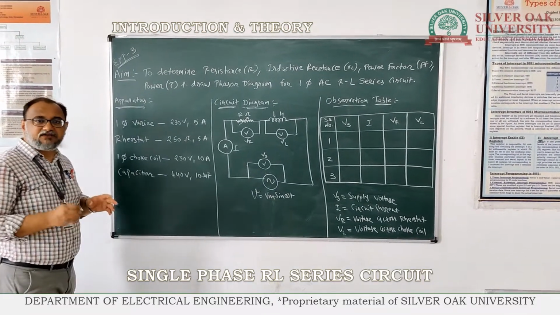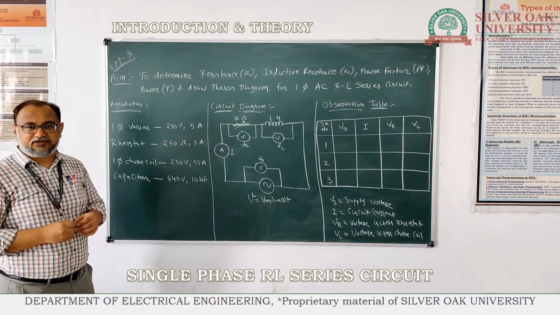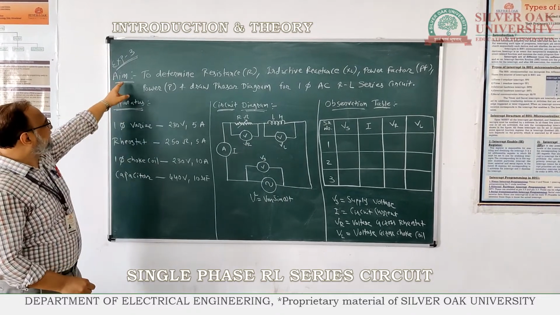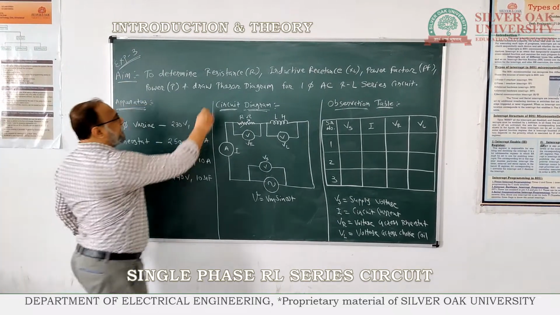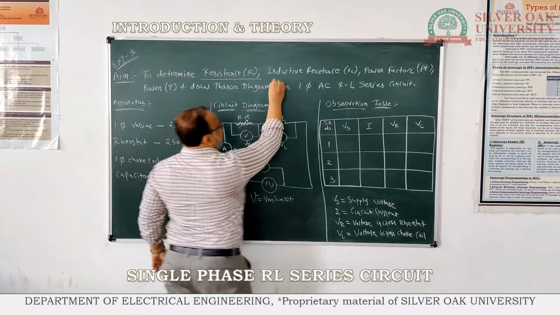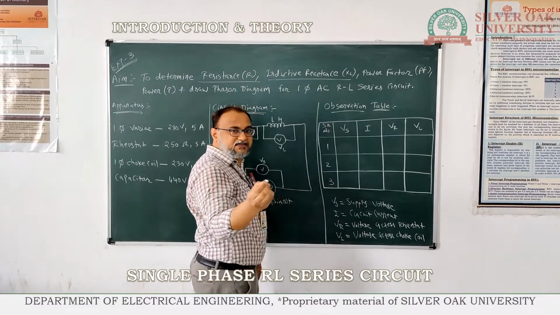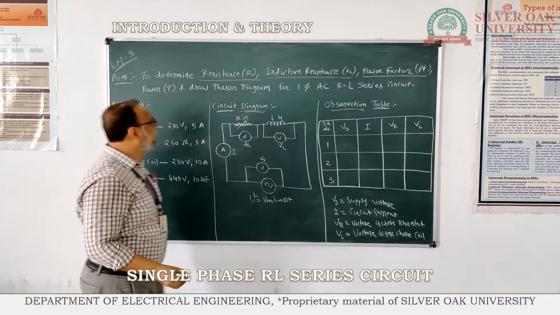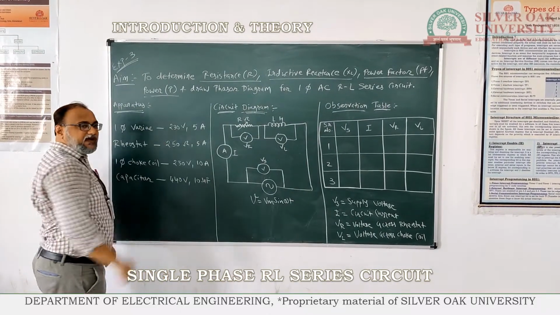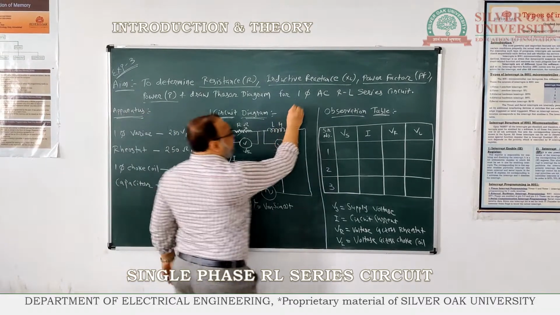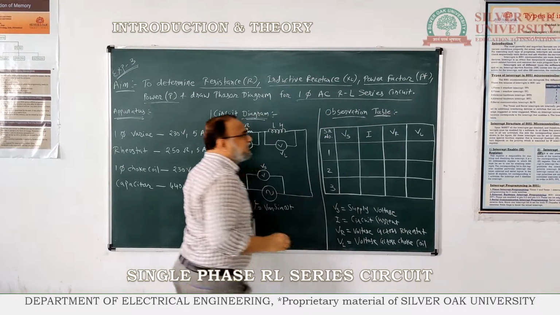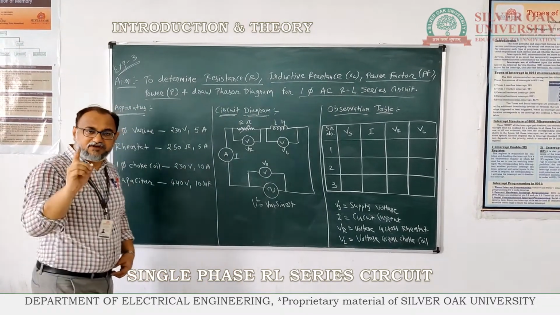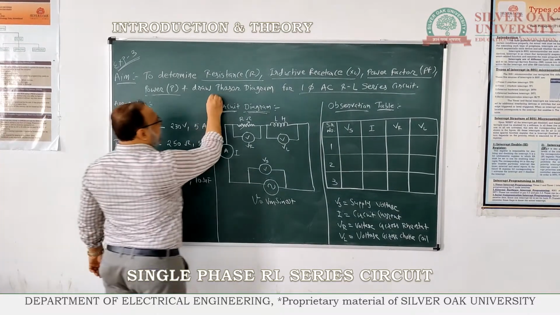In this session, we will perform practical number 3. The aim of practical number 3 is to determine resistance, inductive reactance (XL), power factor (cos phi), and active power of a single phase AC RL series circuit. We will also draw the phasor diagram.